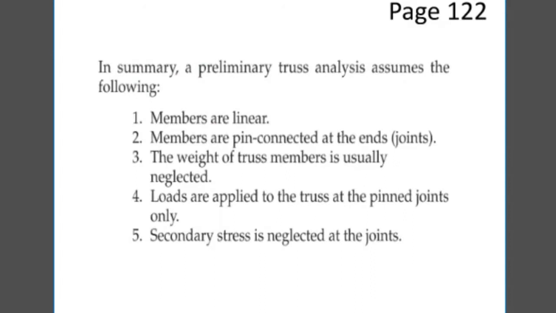On page 122, in summary, a preliminary truss analysis assumes the following. 1. Members are linear. 2. Members are pin-connected at the ends or joints. 3. The weight of the truss members is usually neglected. 4. Loads are applied to the truss at pinned joints only. And 5. Secondary stress is neglected at the joints.